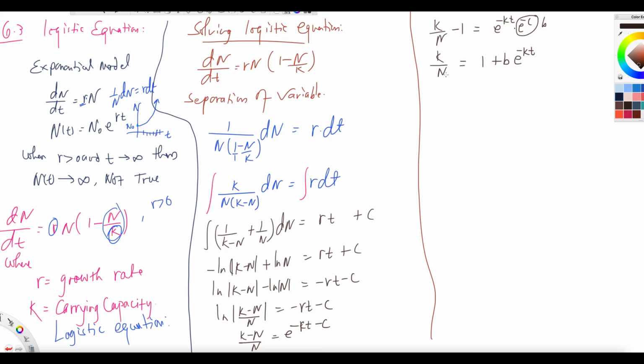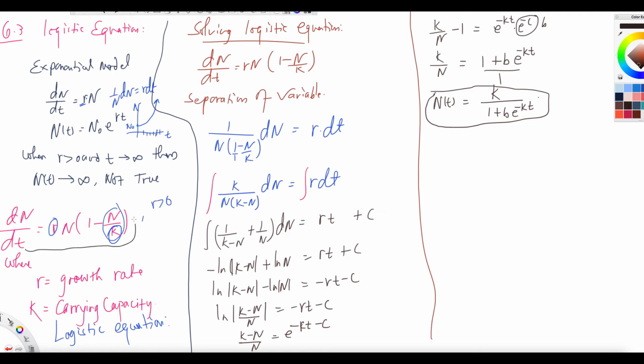So what will be n then? So there is n in the denominator, right? So what can you write on this? So you can do the cross multiplication, you can solve for n. Therefore n, that n is basically n of t, equals to k over 1 plus b e to the negative rt. That is the solution of the logistic equation. Okay guys, so you see that if there is a carrying capacity for the population growth, then we use the logistic equation, right?